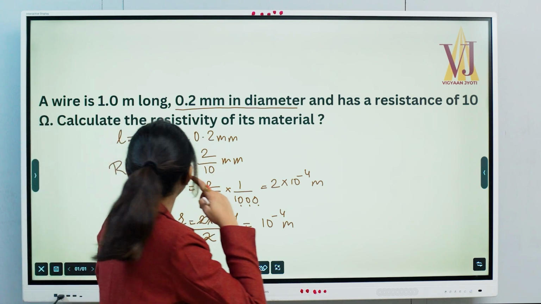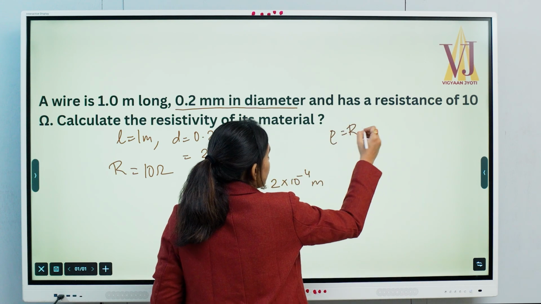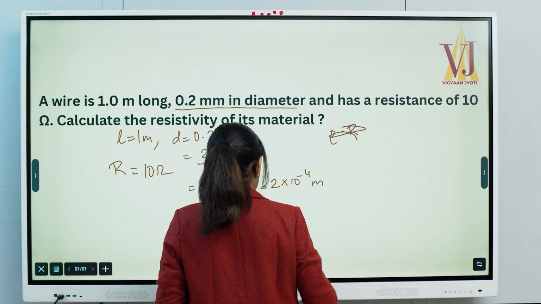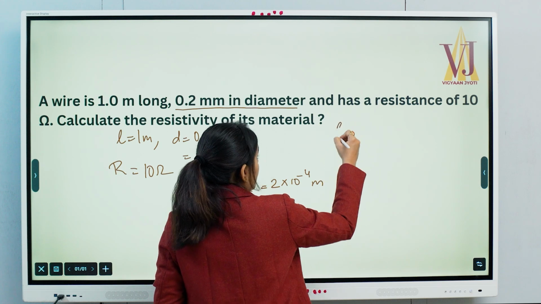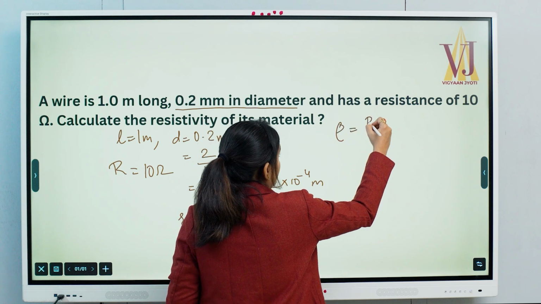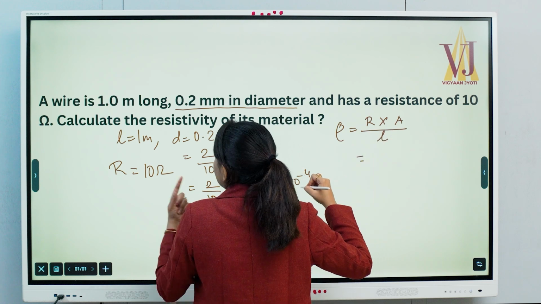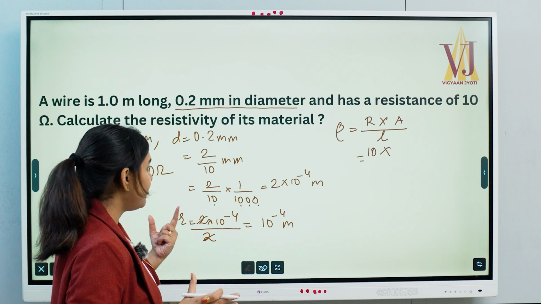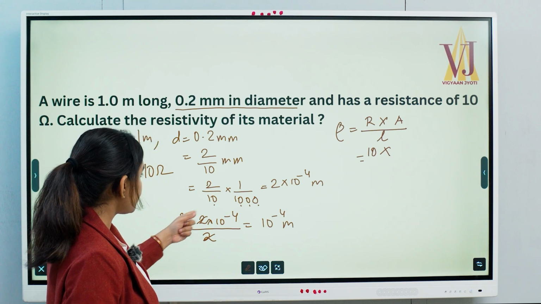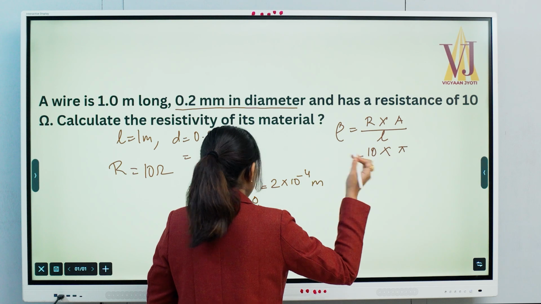Now we have to calculate what? The resistivity. Resistivity is equal to R into A divided by L, right? So resistance is how much? 10 ohm. Area is how much? Okay, area I have not written purposefully. I'll tell you why. First, radius is given, that means pi r square.